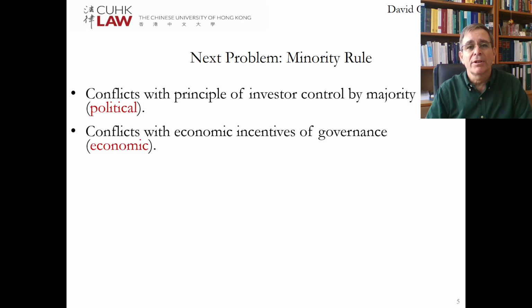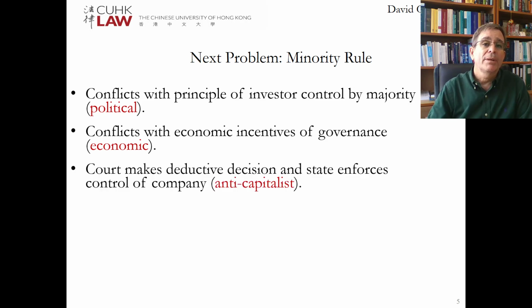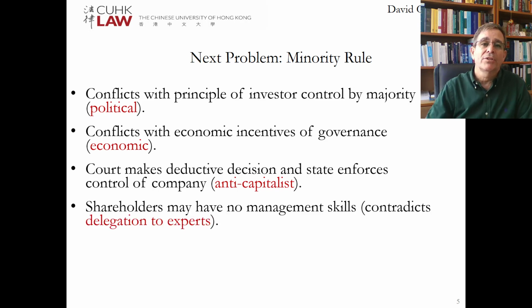If I invest only a very small amount and I receive 0.3% of the profits of that company for dividends, my incentives are not strong to see that company succeed. And so minority control can distort the behavior of the company. Also, when the court makes a decision on whether the management has acted properly, the court is making a deductive decision with the state controlling the activity of economic actors. And this is generally considered to be problematic given that judges are not skilled business directors, and also the governments normally should not be in charge of the commercial affairs of private citizens.